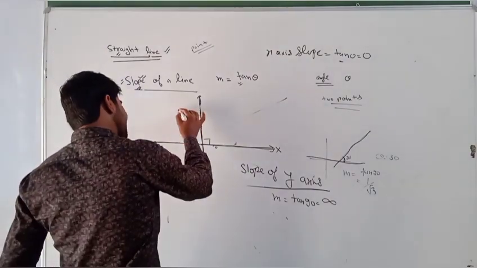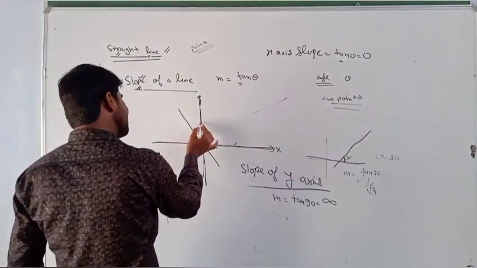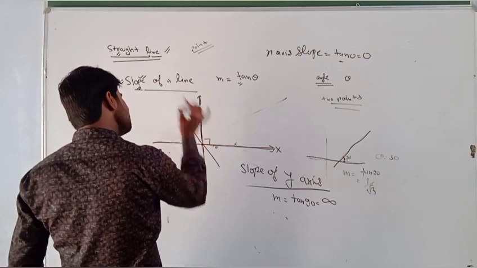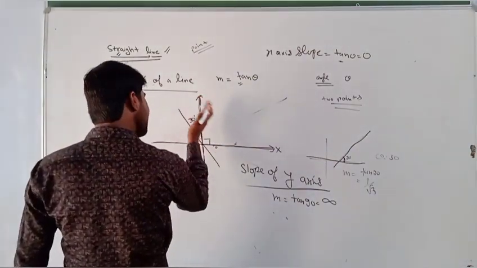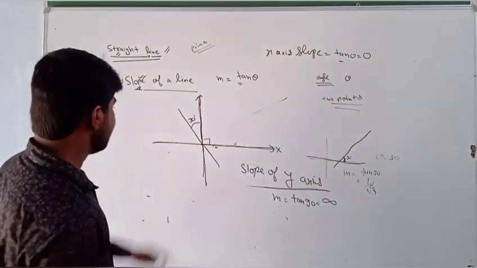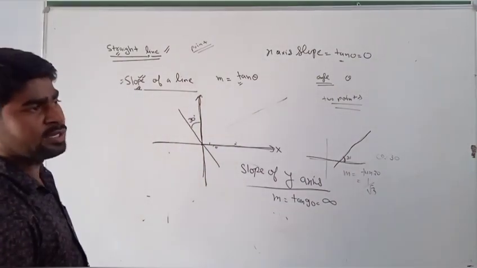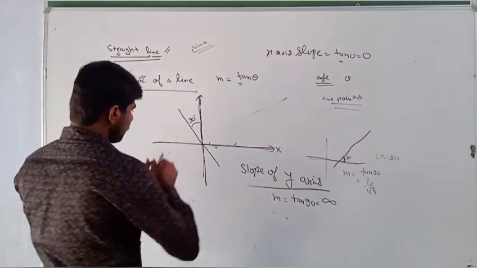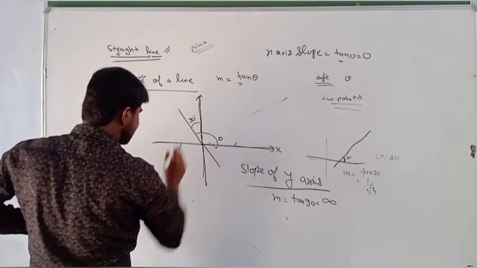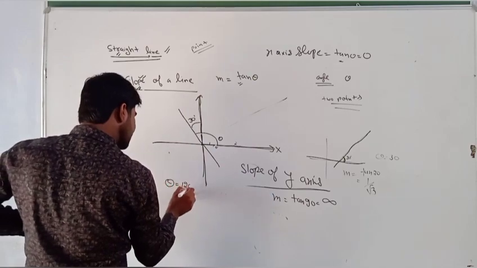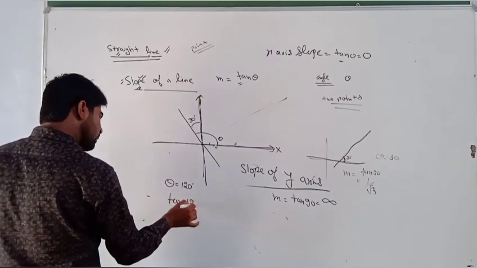Okay, one more question we will see. If a line is making an angle of 30 degrees with the y-axis in the anti-clockwise direction, what will be the slope of the line? We know that this angle will be theta. So 90 plus 30, theta will be 120. So the slope will be tan 120.